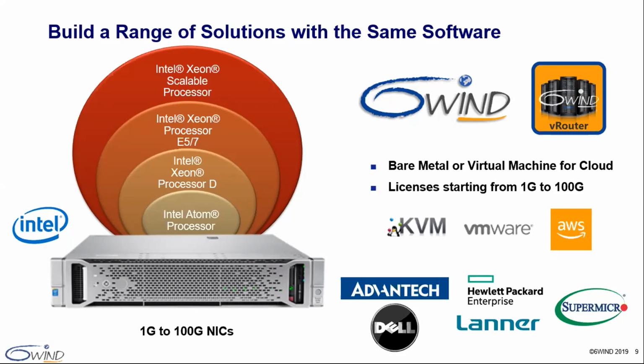Many of you already have Intel-based servers from one of these leading vendors, so you are ready to go. Just download our software, and you can have a router with 1 to 100 gigs of throughput performance according to your requirements. If you are purchasing servers for your deployment, you have a wide range of options and flexibility for bare metal or virtual machine deployments. We license our software with 1 gig to 100 gig options.